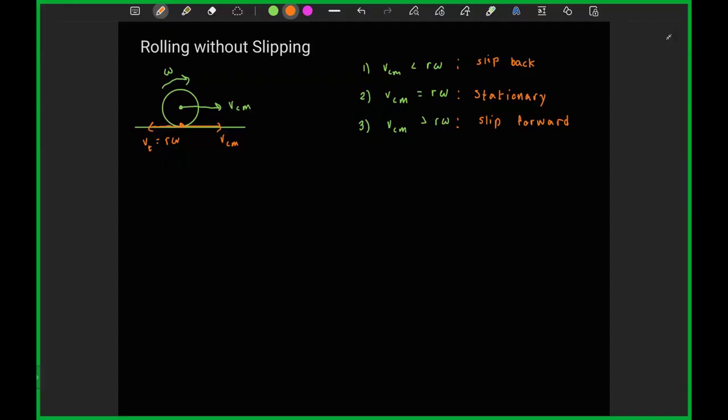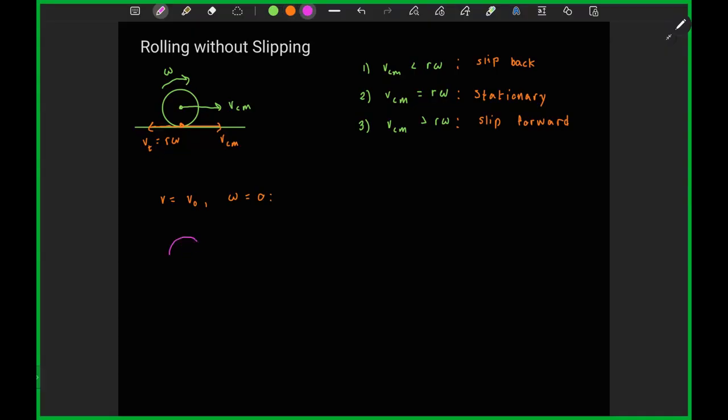So let's first consider an object in case three. And let's take the extreme. We'll take an object which is moving with speed v equals v naught and omega equals 0, such that clearly v is greater than r omega. And so what happens to this object?